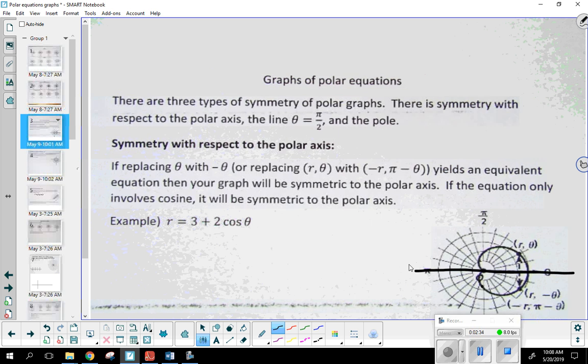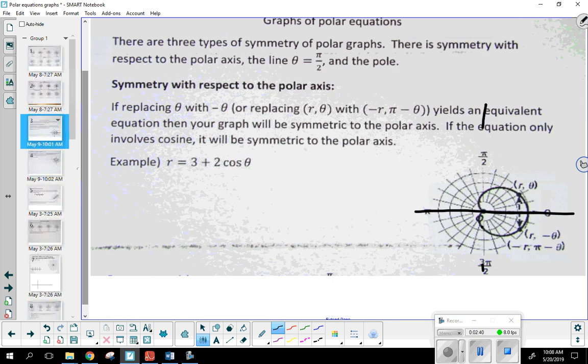The line theta equals pi over 2. Well, that's vertical. So theta equals pi over 2 is right there. So these lines of symmetry mean that if I could take the graph and fold it along those lines, the two parts are going to come together perfectly. They're going to be mirror images of each other.